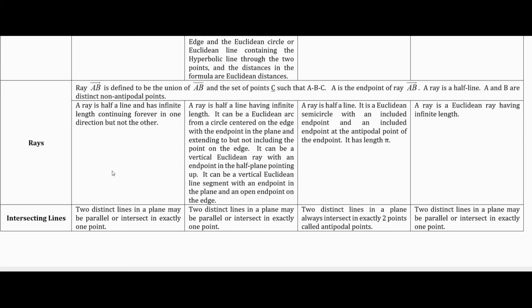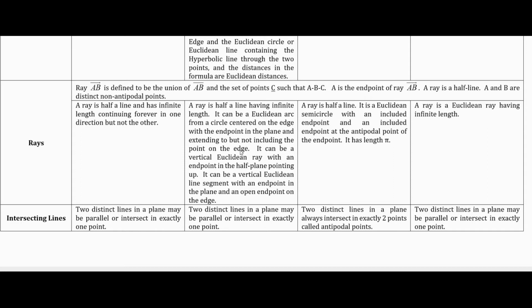So in Euclidean geometry, a ray is just half a line, has infinite length, continuing forever in one direction but not the other. And in taxicab geometry, a ray is also a Euclidean ray, so they're the same thing. We would use the same tools for those in GeoGebra.